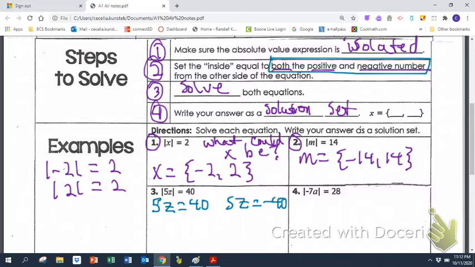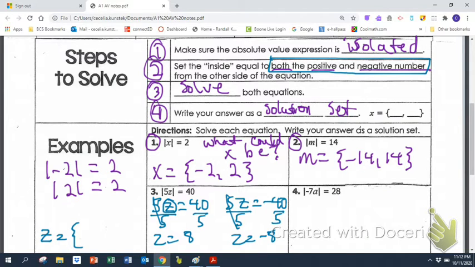So in this case, if I want to know what z is, I'm going to divide by 5, and I'm going to find out that z is equal to 8. And then over here, I'm going to divide by 5, and I'm going to learn that z is equal to negative 8. If I was to write this over on the side, I would say z is equal to, and here's my brackets, negative 8 and 8.